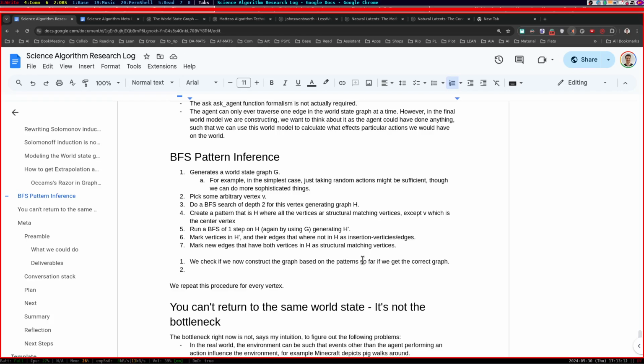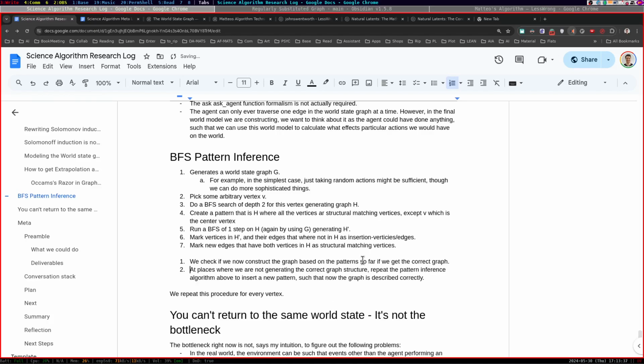At places where we are not generating the correct graph structure, repeat the pattern inference algorithm above to insert a new pattern such that now the graph is described correctly. Okay, this is a very high level algorithm.